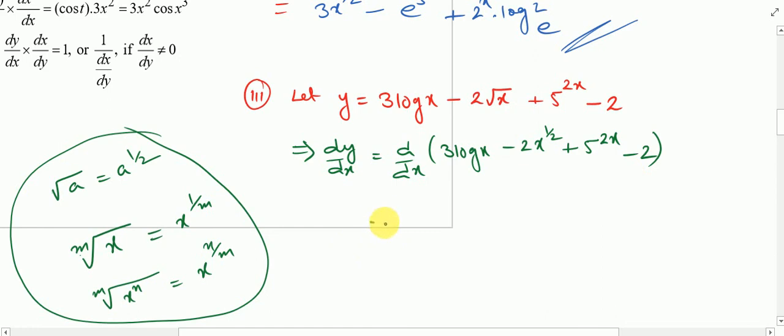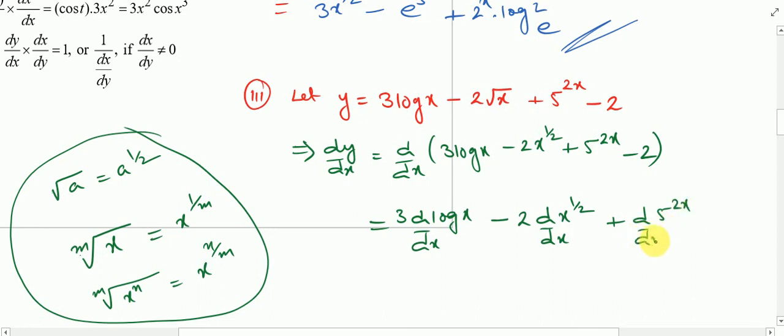Now here we have to write them separately. So 3 log x, so 3 can be taken out, constant. So I'm trying to jump one step. And here I can write like this. Now you know differentiation of each term. Log x will give you 1 by x, here x to the power half, that means you have to use the x to the power n formula.